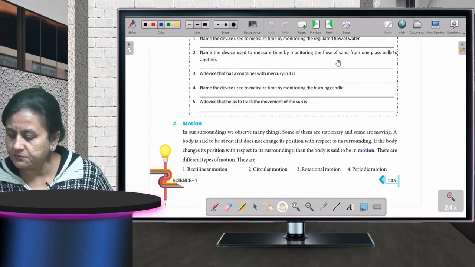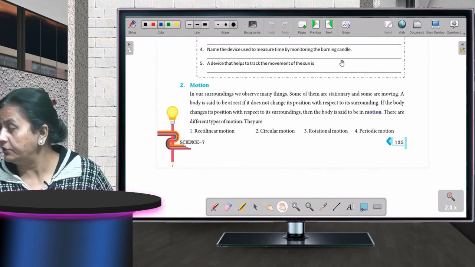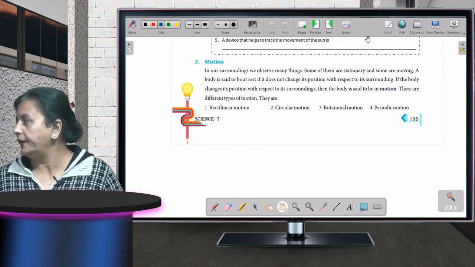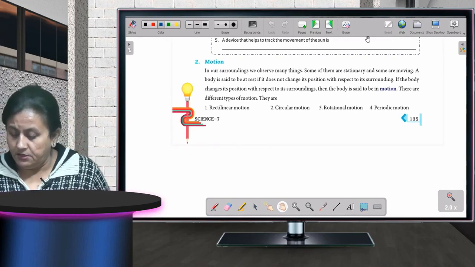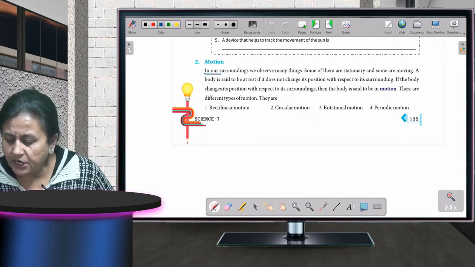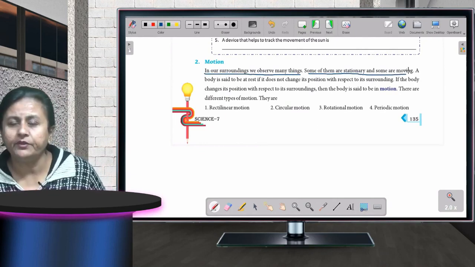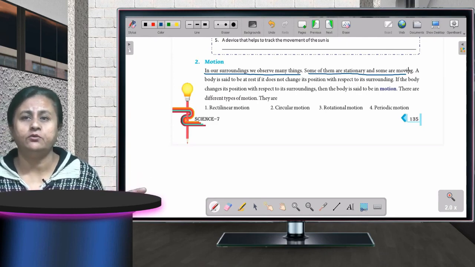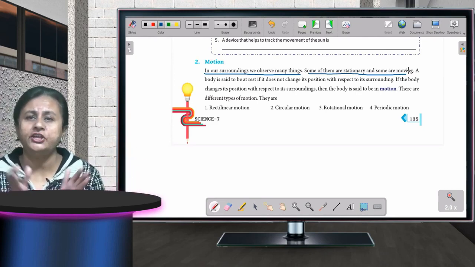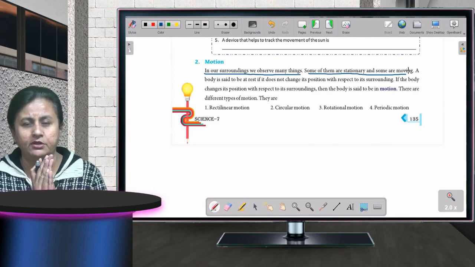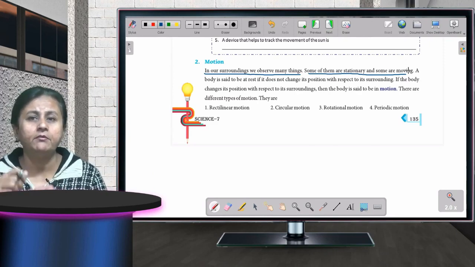Now comes motion. Can you all see on your screens also? In our surroundings, we observe many things. Some of them are stationary and some are moving. There are many things around us. Some things are stationary, they do not move at all, and some things keep on moving all the time.